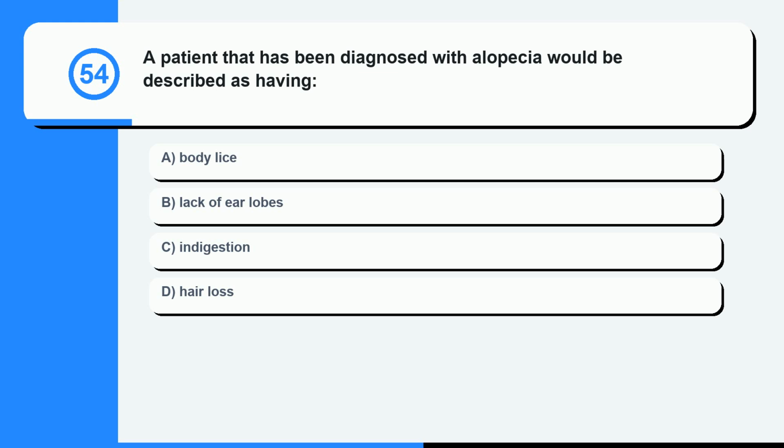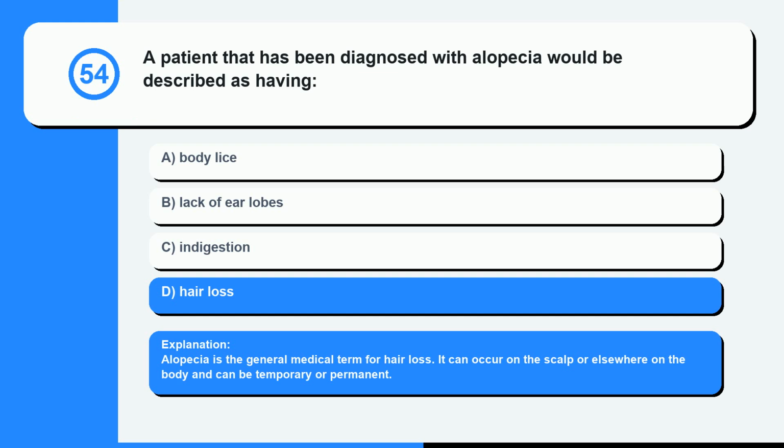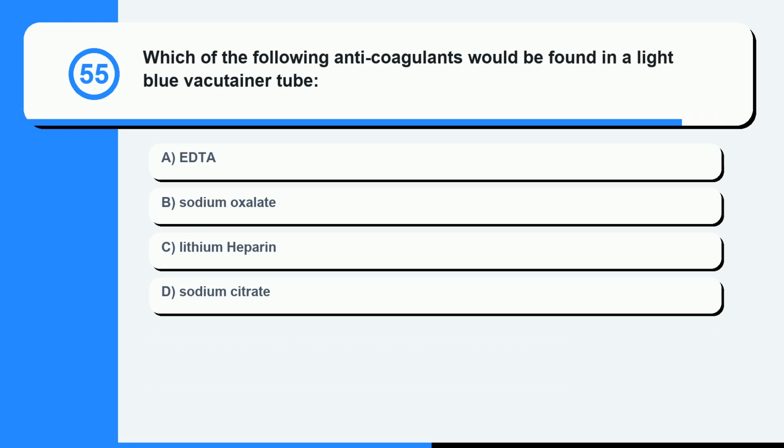Question 52. A common childhood illness is caused by the Bordetella pertussis bacterium. Which of the following diseases is caused by this bacteria? A. German measles, B. RSV, C. Meningitis, or D. Whooping cough. The correct answer is D.